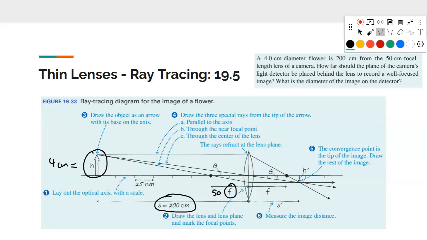So then the question is, how far should the plane of the camera's light detector be placed behind the lens to record a well-focused image? And what is the diameter of the image on the detector?